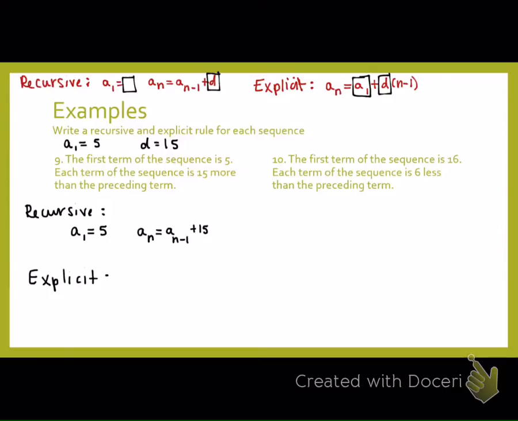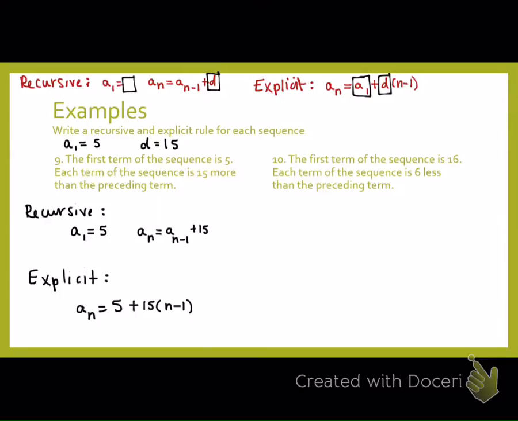Alex, what is the explicit? Whoop, be careful. Explicit, not recursive. A sub n equals 5... There you go. This is why I say just rewrite the formulas on top of everything so you don't have to keep flipping back and forth.